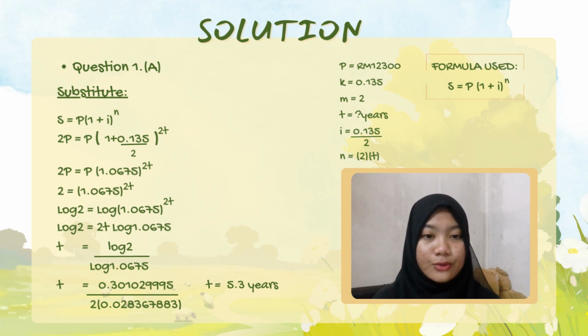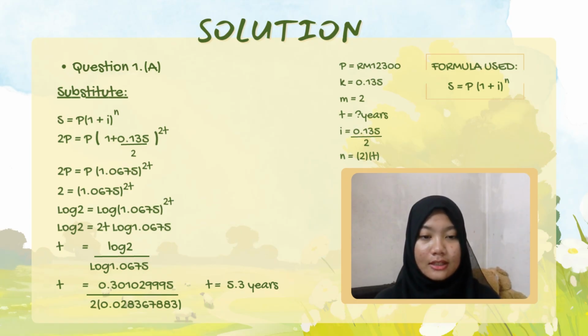Then we move it again. We move the t to the front because we are going to find the year. So we have t equals log 2 divided by 2 log 1.0675. We are going to put it in the calculator. Log 2 is 0.31029995, divided by 2 in bracket, 0.028367883.